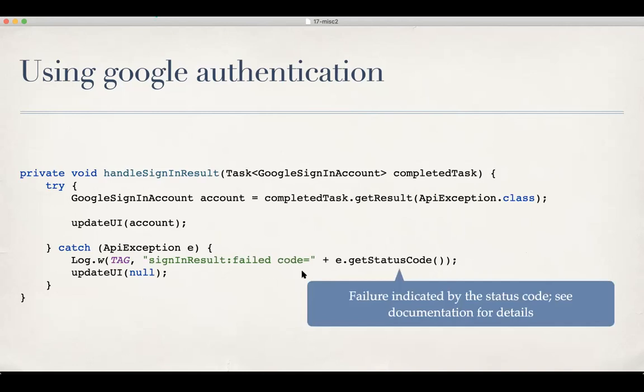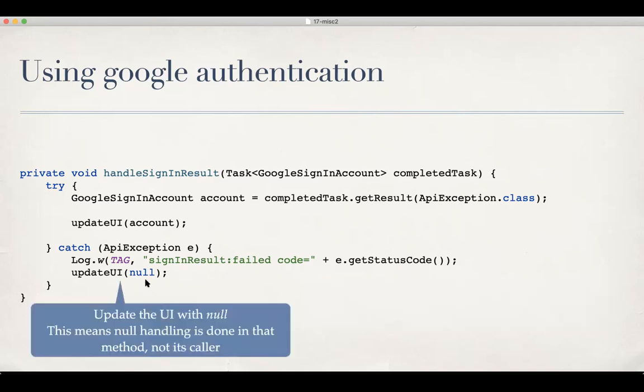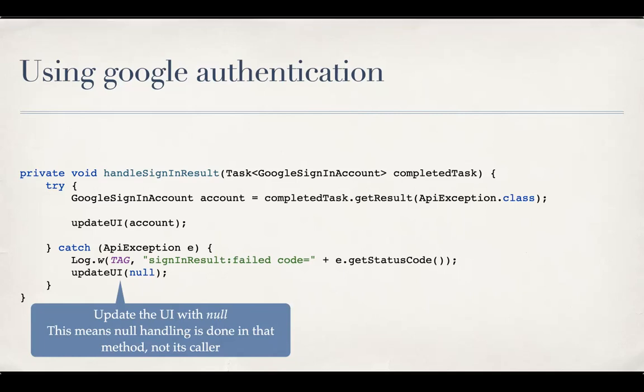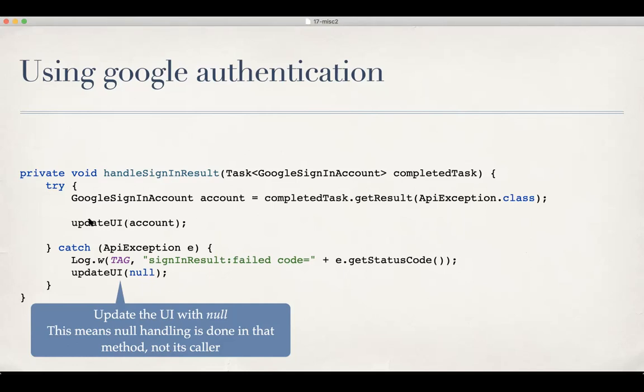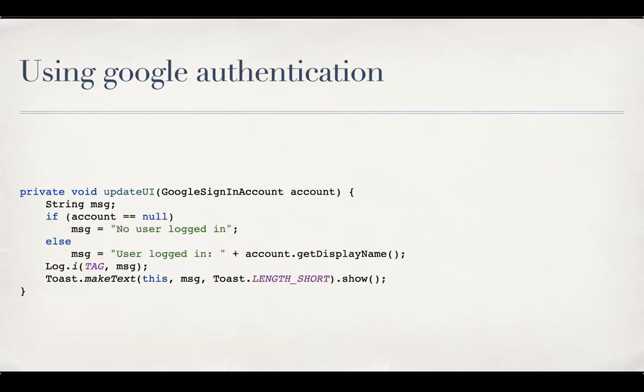It's obviously difficult to create this use case. But yeah, in that case, pass it a null. And what it means is you should do all the null handling in the update UI, not in its callers, because we'll be calling it from multiple places where the value can be null. Okay, so if you get it successfully, pass the account variable. If it's a failure, pass it a null. So now let's take a look at our update UI.